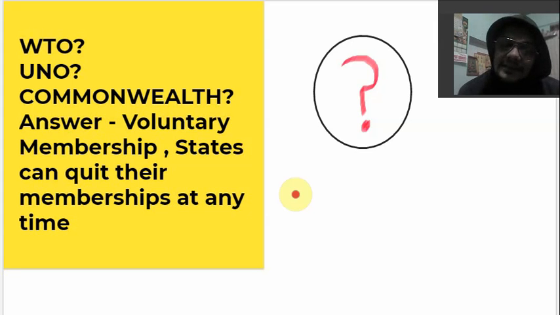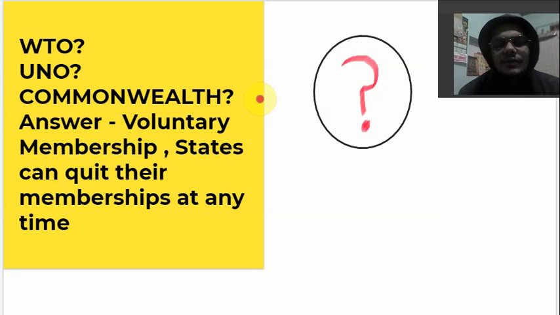The answer lies in the question itself. To be a member of these organizations is a choice. It's a completely voluntary membership. A state may decide to be a member and it can quit the membership at any time it wants. Now I'll take the example of the Commonwealth. The Commonwealth is the grouping of the former colonies of England. We are also a member of the Commonwealth because we were one of the colonies of England.